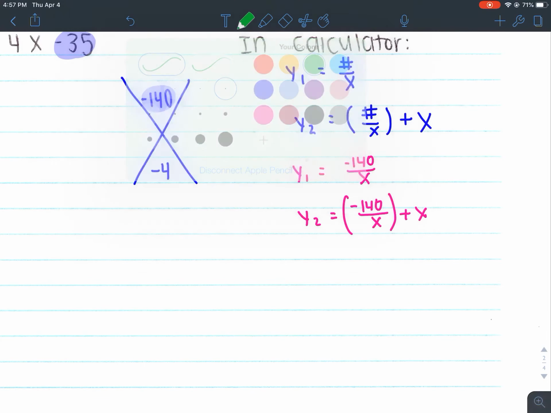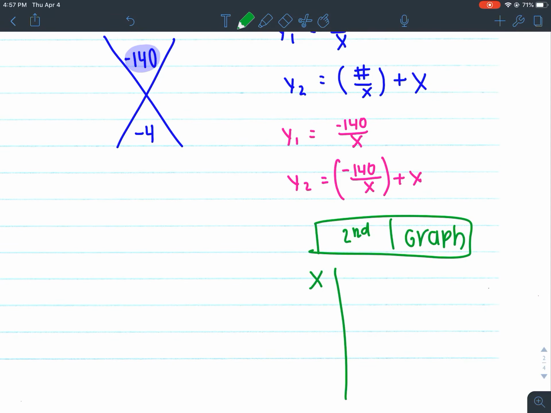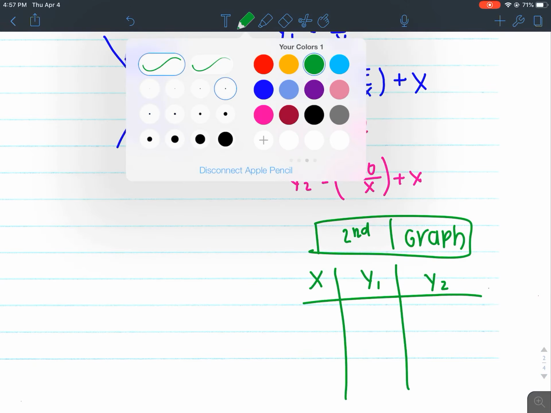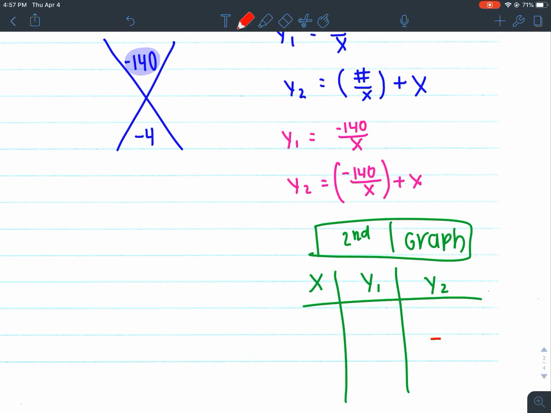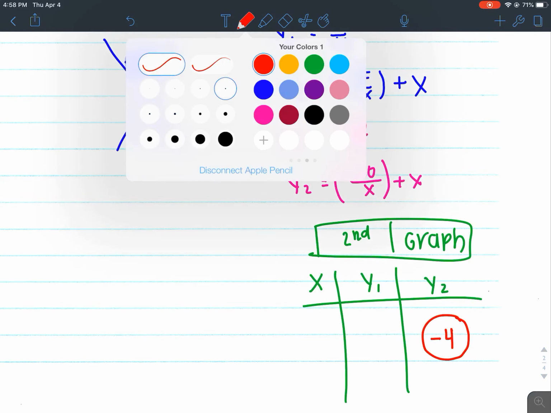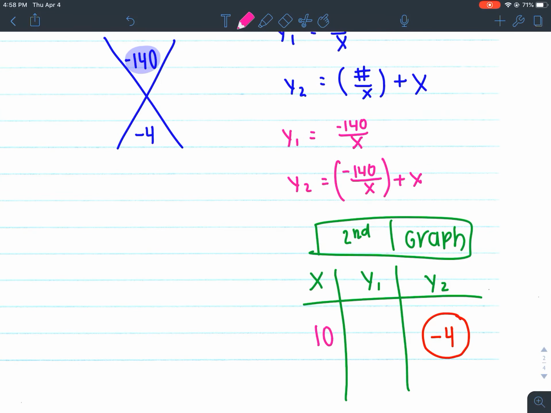Okay? Once I type these in, I'm going to do second graph. And then you should see a list that says x, y1, y2. Now, what is my goal here? I'm trying to find two numbers that multiply to negative 140, but add to negative 4. So I'm looking for a negative 4 over here in the y2 column. You might have to do some scrolling, but you should end up with either 10 and negative 14 or negative 14 and 10. I can't really remember the order. I don't have my calculator on me right now.